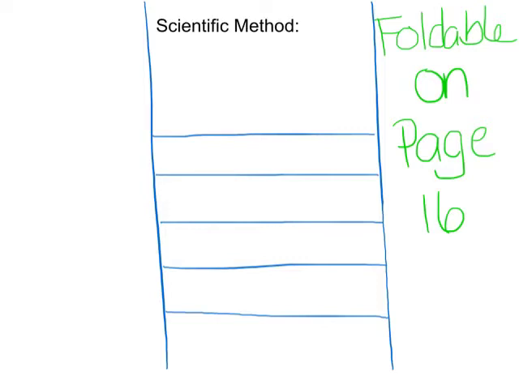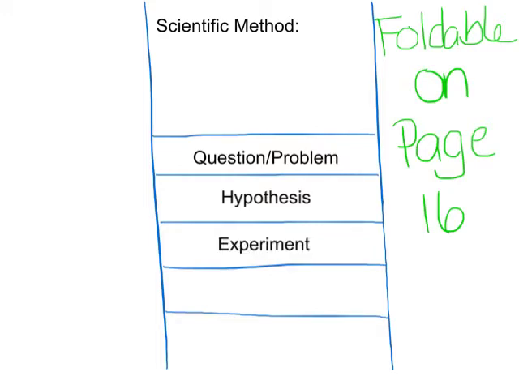On the top of the first flap, please write the term scientific method. When we get to the next slide, you're going to see a definition that you're going to put underneath there, or on there. On the next flap, it should be a different color, you're going to write the term question slash problem. The next one is hypothesis. The next one is experiment. The next one is data analysis. And the last one is conclusion.